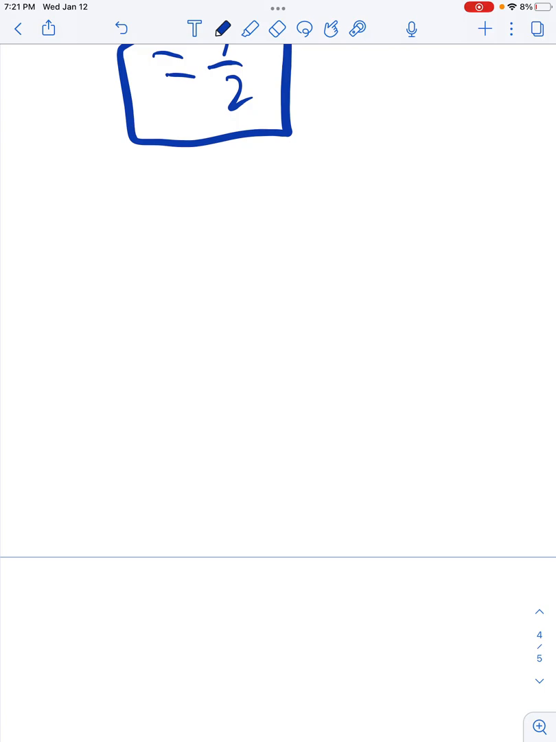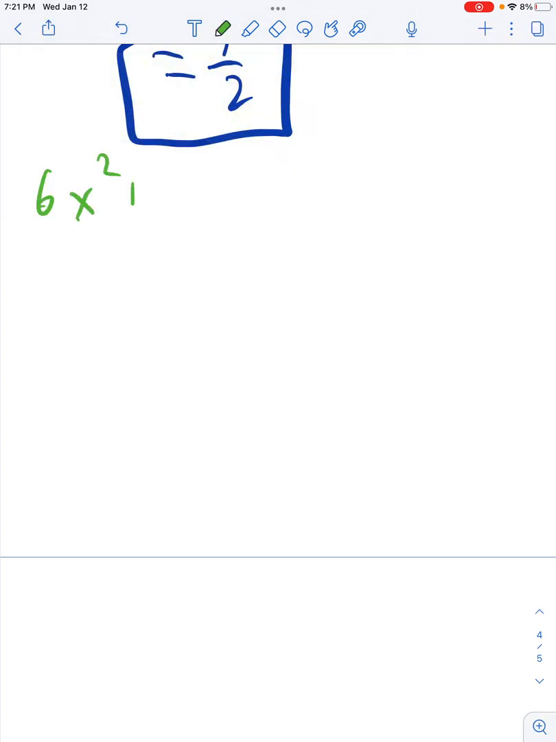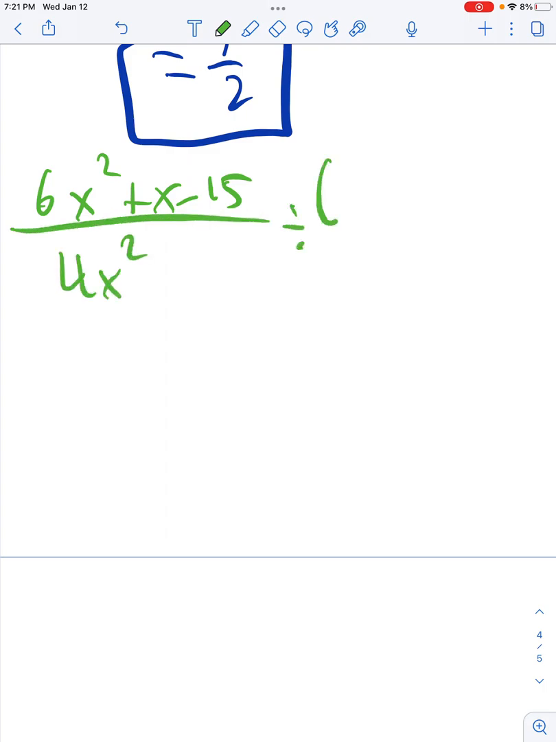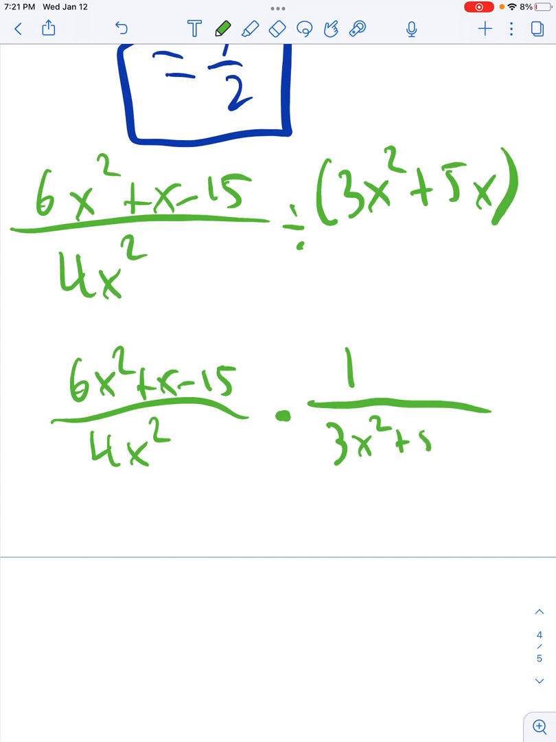Last example. 6x squared plus x minus 15 over 4x squared divided by 3x squared plus 5x. Again, keep, change, flip. So that's your first step, to rewrite this. Multiply and then put a 1 on top.